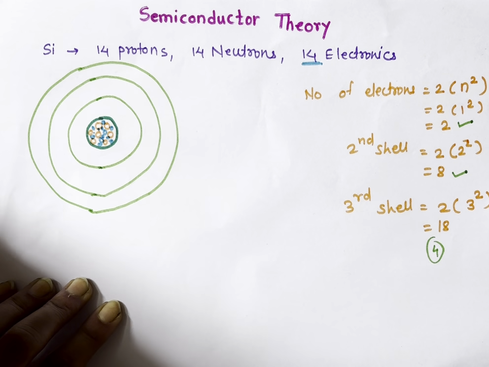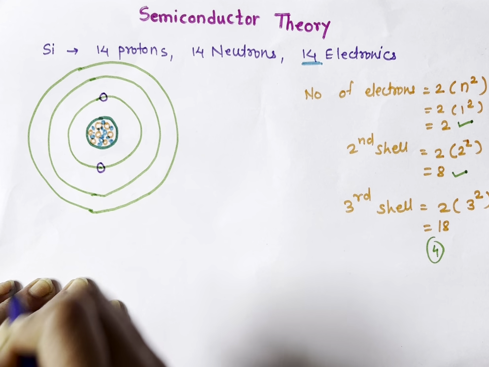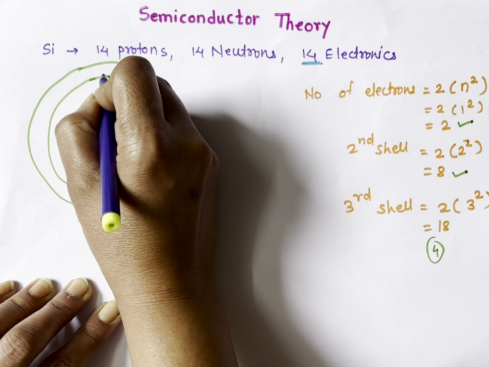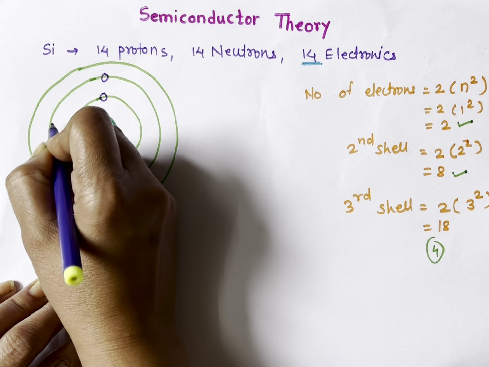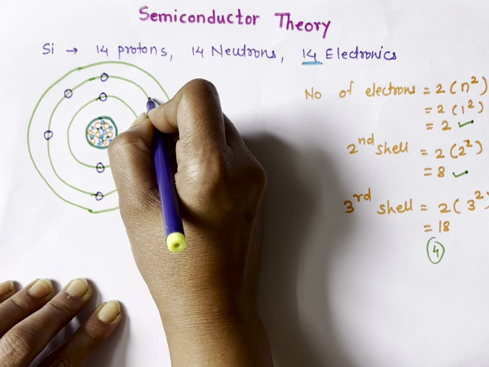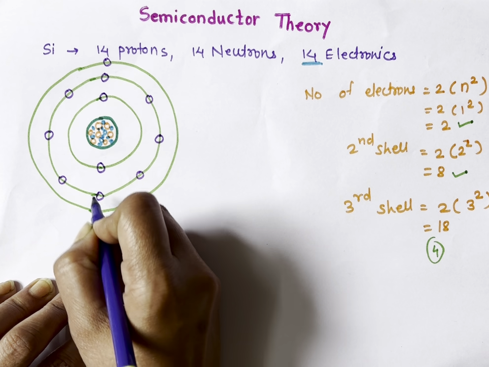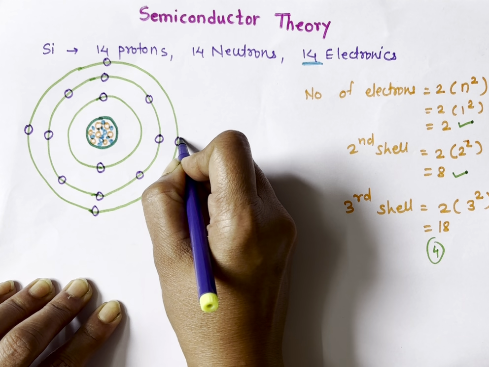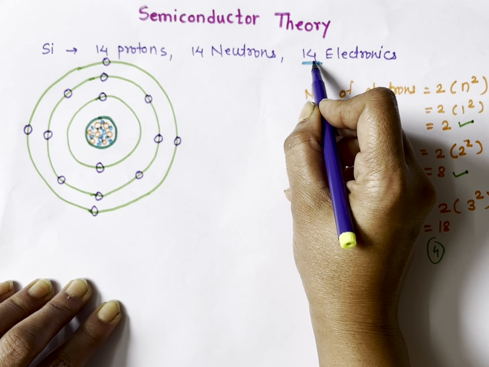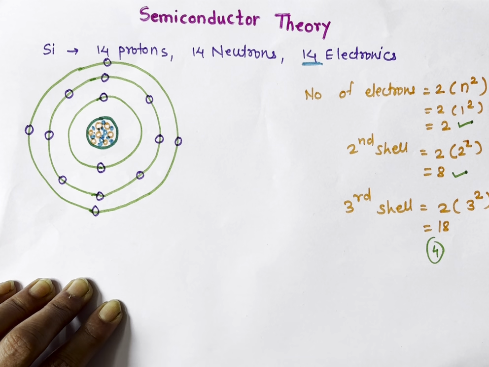In the first shell, the number of electrons is 2. So 1 and 2 electrons. In the second shell, the number of electrons is 8. So 1, 2, 3, 4, 5, 6, 7 and 8. And then the remaining 4 are here. So this is the atomic structure of silicon. It has a total of 14 electrons, 14 neutrons and 14 protons present in it.